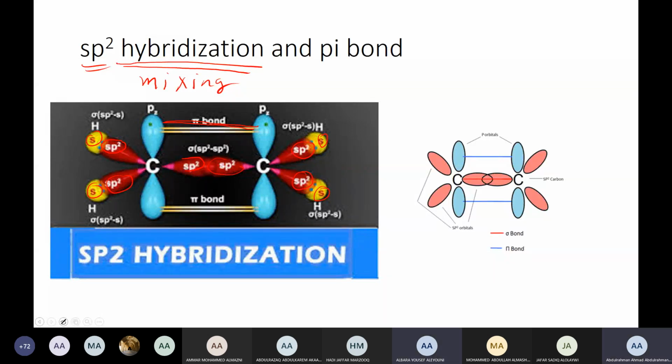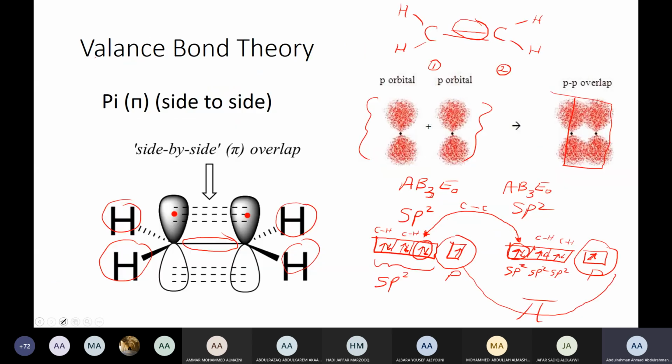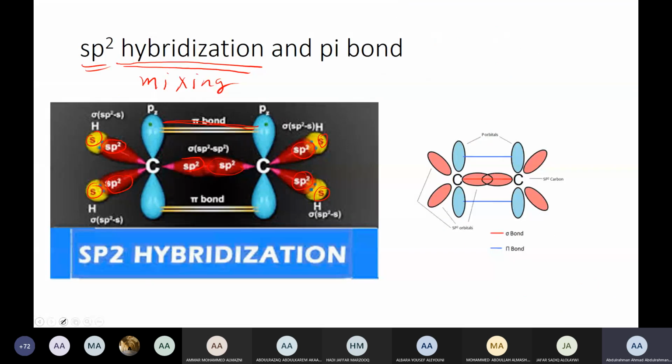If it's free, if it's empty. I mean, if there is one electron in it, yes. Only the p orbital will make the pi bond, but there must be an electron in it. If there is a p orbital and there is one electron in it, then they will make the pi bond. There must be a free p orbital and an electron in it, so that they will mix together to make the pi bond, like what happened here.